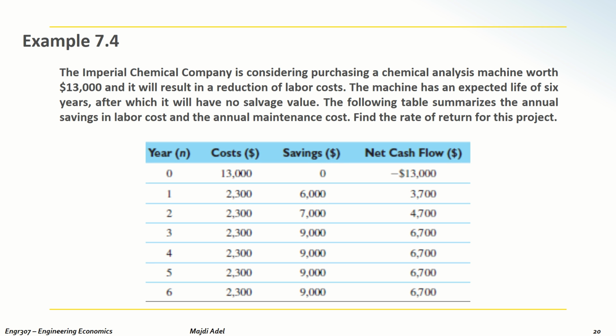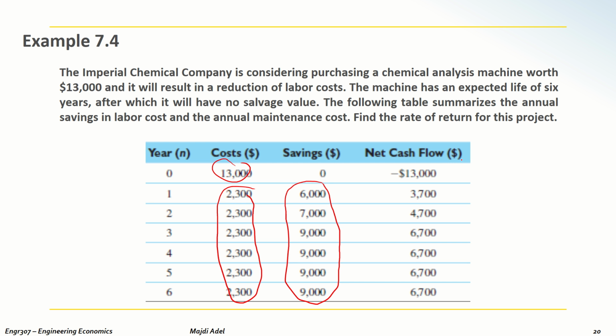Let's see this example. Imperial Chemical Company is considering purchasing a chemical analysis machine worth $13,000, and it will result in reduction of labor costs. The machine has an expected life of 6 years, after which it will have no salvage value. The following table summarizes the annual savings in labor cost and the annual maintenance cost for this machine. This machine will be purchased for 13,000, and it will require operating and maintenance cost.